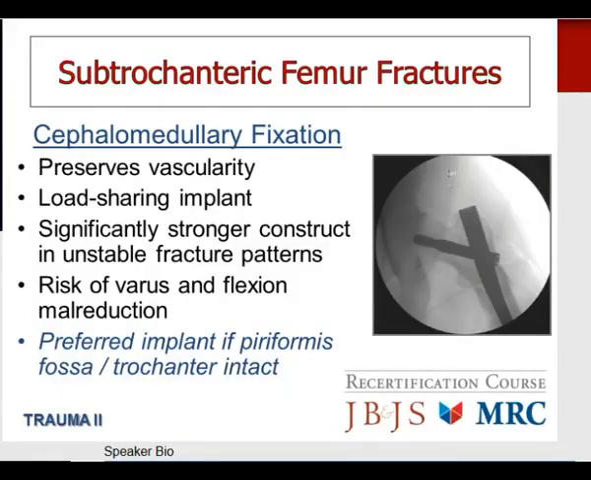So cephalomedullary fixation of subtroch fractures is again the treatment of choice for most subtroch fractures. It preserves the vascularity of the bone. It also allows you to place a load-sharing implant, and it has been shown to be a significantly stronger construct in unstable fracture patterns. However, this technique is associated with a risk of varus and flexion malreduction. It's important to remember that when you insert the nail, it will not reduce the fracture, so the fracture has to be reduced before the nail is placed. And again, this is the preferred treatment if the piriformis fossa and greater trochanter are intact.